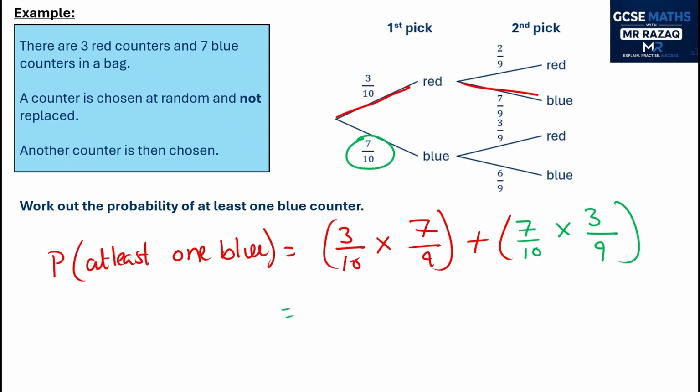Now, let's simplify this. 3 times 7 is equal to 21. 10 times 9 is equal to 90. Add 7 times 3 is equal to 21. 10 times 9 is equal to 90. Add the numerators, it gives me 42 over 90.